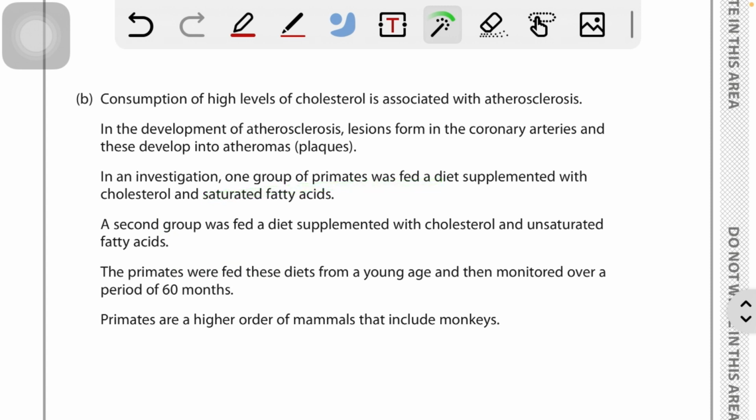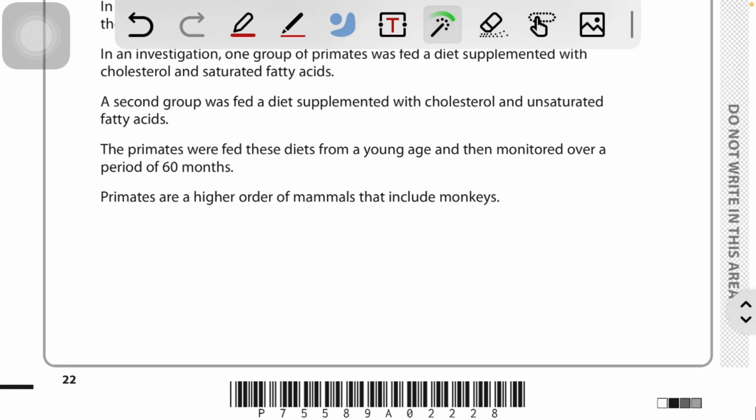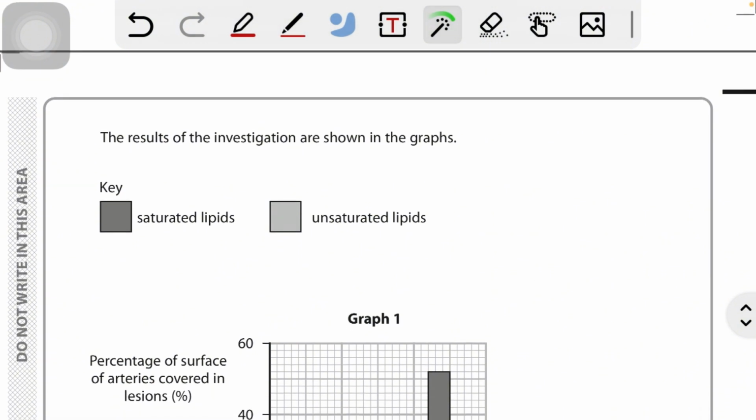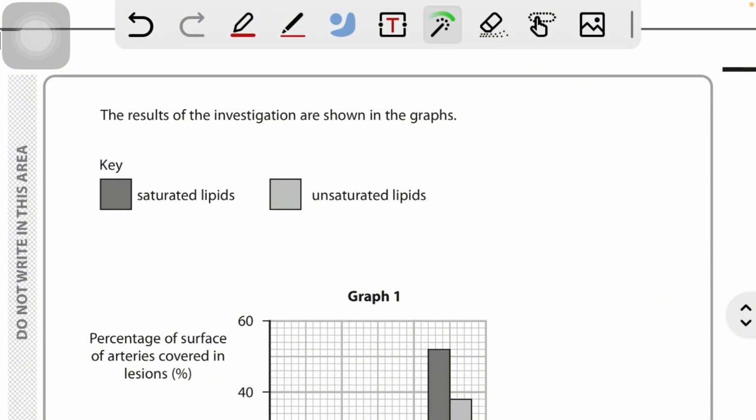A second group was fed a diet supplemented with cholesterol and unsaturated fatty acids. The primates were fed this diet from a young age and then monitored over a period of 60 months. It's a long experiment. Primates are a high order of mammals that include monkeys. Okay, so let's see the question. Oh, it's a graph. The results of the investigation are shown in the graph.